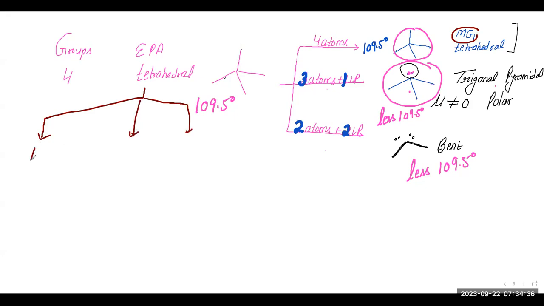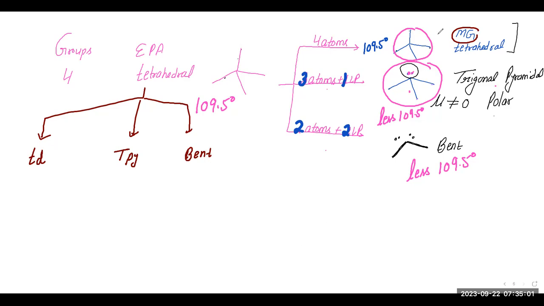One is tetrahedral. For tetrahedral, you can write TD. Other one is trigonal pyramidal, like this, TPY. And third is bent. This has all four atoms. This one has one lone pair, three atoms. And this one has two lone pairs and two atoms.